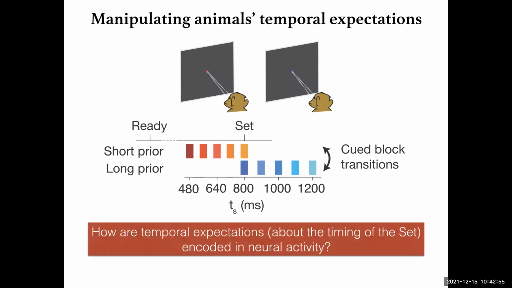So in the context of this task, the question I wanted to investigate was how temporal expectations about the timing of the set in these two conditions are encoded in neural activity. And just as a note, we actually published 2 papers recently, and today I'm going to mostly focus on the results that were presented in the latest paper in 2021. But if you're interested, definitely you can dig into both papers.